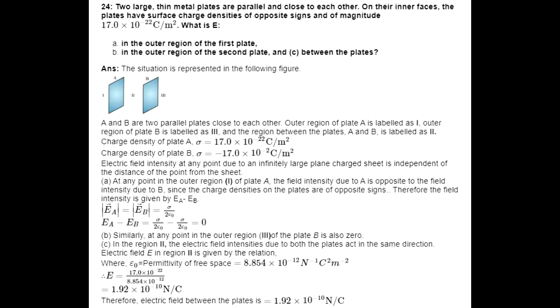Whereas in the middle region, the electric field due to both will have the same direction and will add up, and that will be equal to sigma by epsilon naught. So putting the values, you get around 1.92 × 10^-10 newton per coulomb.